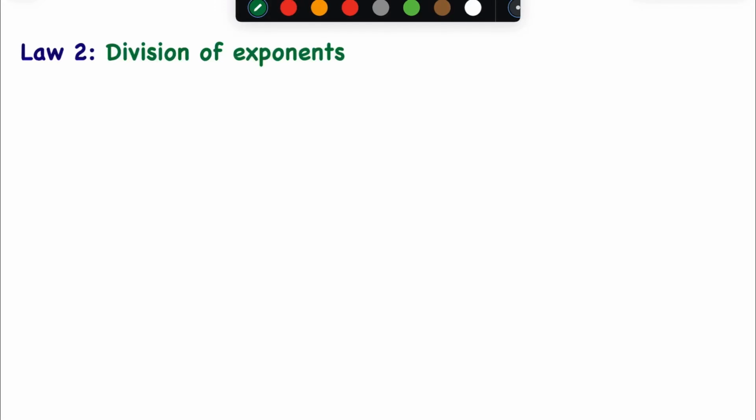Let's look at law 2. Law 2 is a division of exponents. Let's say we have a to the power m divided by a to the power n. So what are we going to do here? Looking that we have the same base, which is a, we'll just use one base.